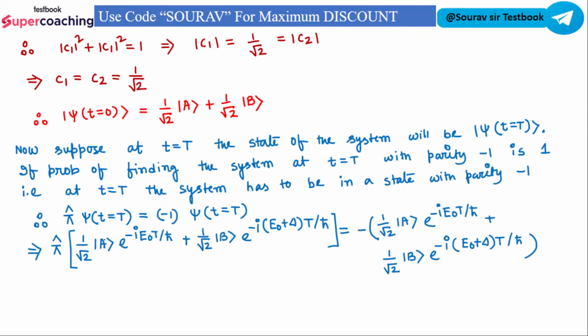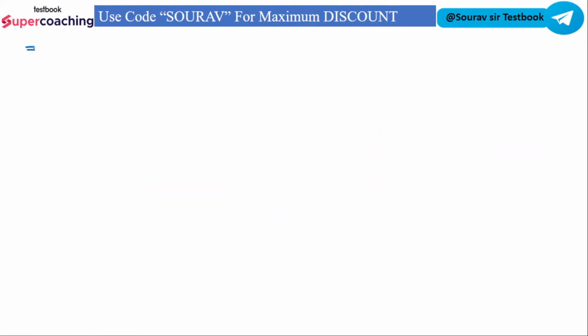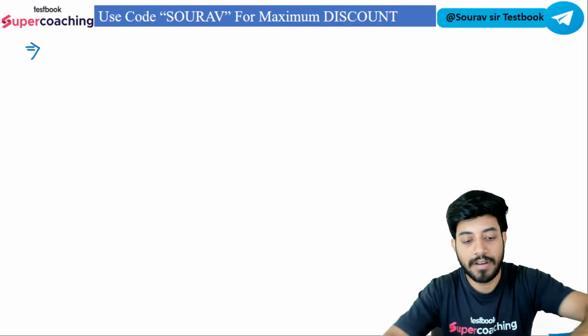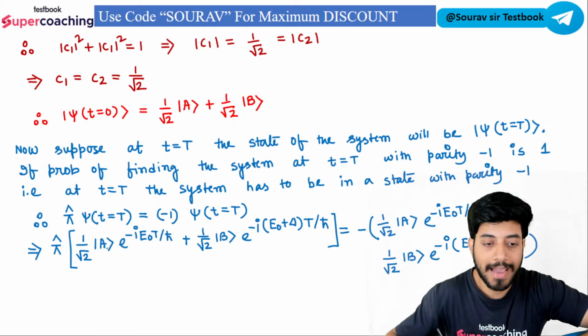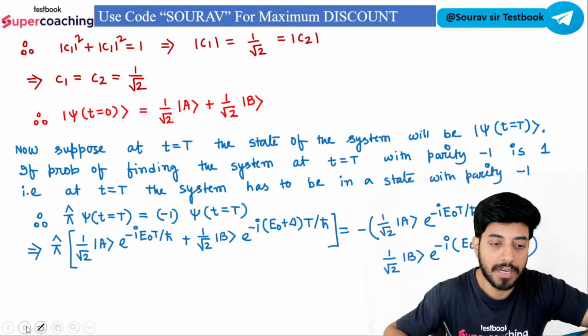Pi cap will operate upon, of course, ket a, because this is a scalar, this is a scalar. This will not operate upon this and this. So it will operate upon ket a. A will give you b. Operating on b will give you a. So on the next page you can very well write. See, pi cap operation is easy. 1/√2 ket b e to the power of minus i E0 t by h cut.